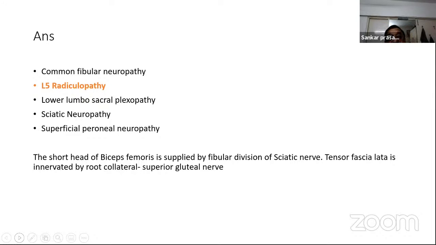L5 radiculopathy. The short head of the biceps femoris is supplied by the fibular division of the sciatic nerve. Tensor fascia lata is innervated by the superior gluteal nerve.